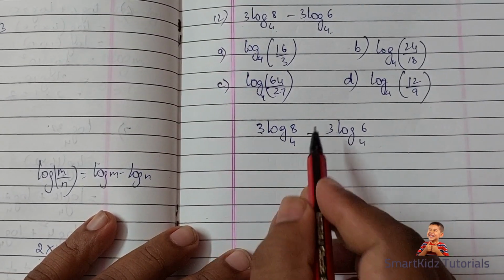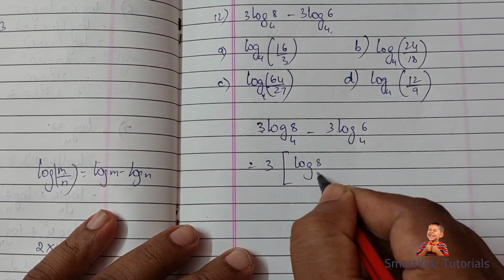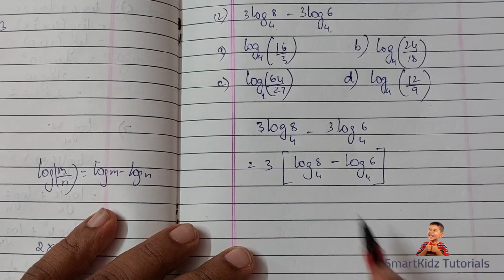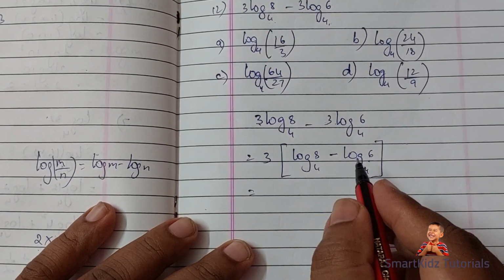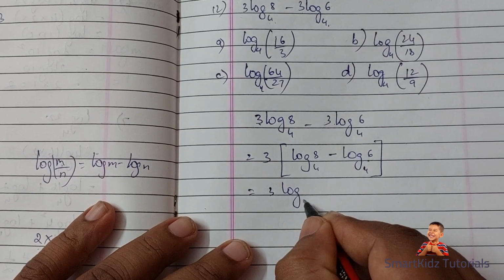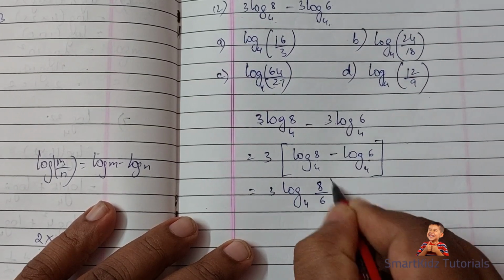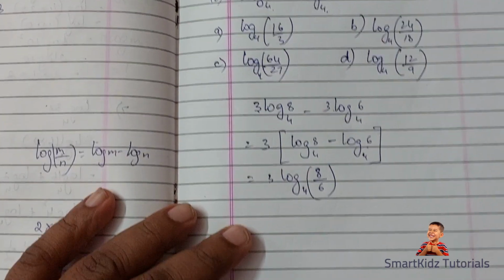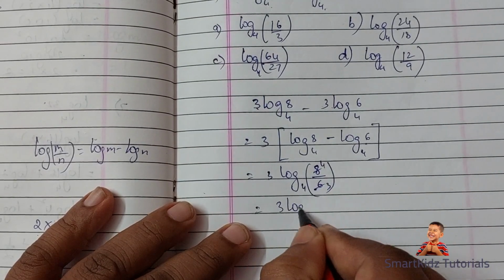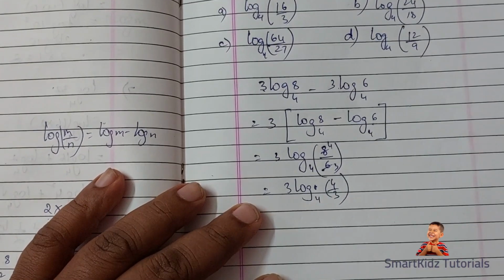First thing, I took this 3 common. Okay, so that leaves me with log of 8 to the base 4 minus log of 6 to the base 4. Next, I brought it into log of m upon n form. So 3 times log of 8 upon 6 to the base 4. This form. Okay. Now, 2 3s are 6, 2 4s are 8, and we get 3 times log of 4 upon 3 to the base 4.